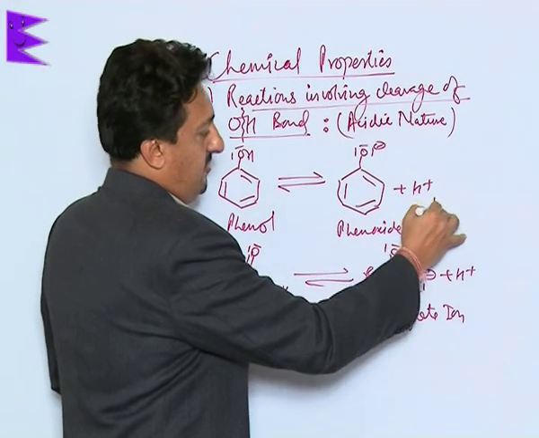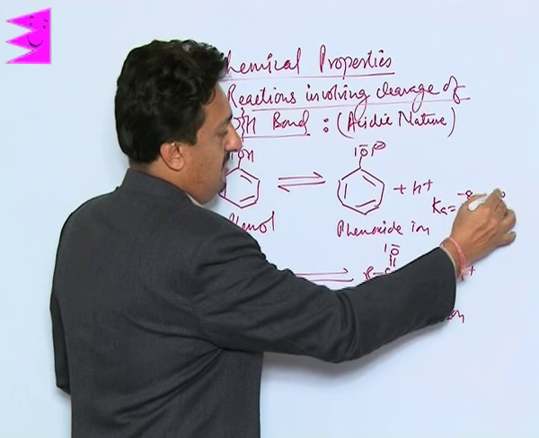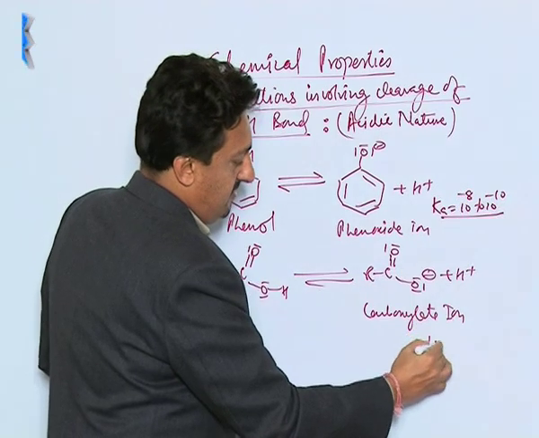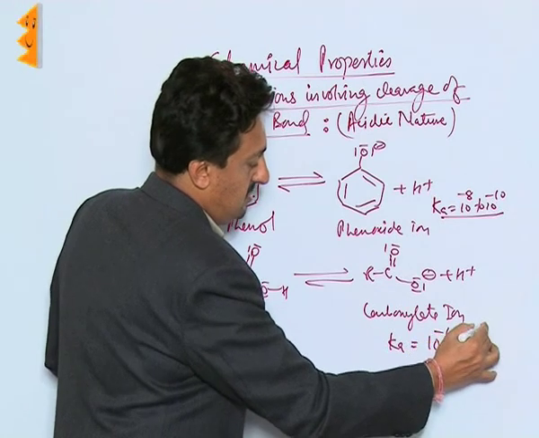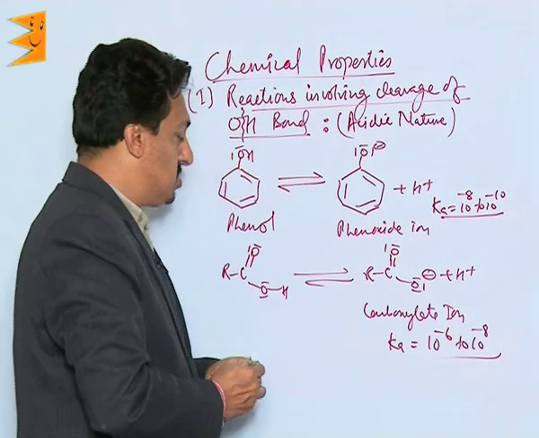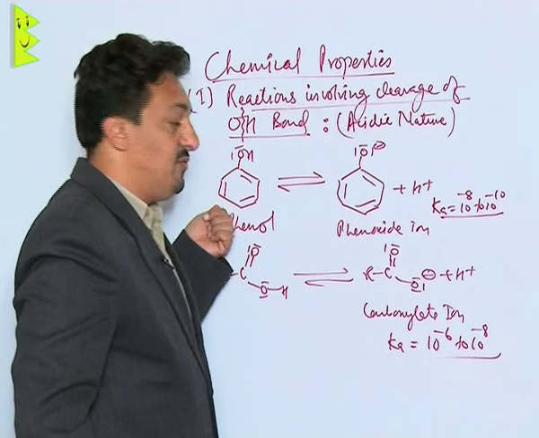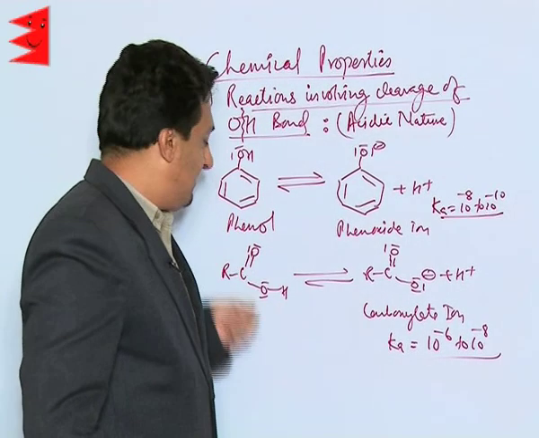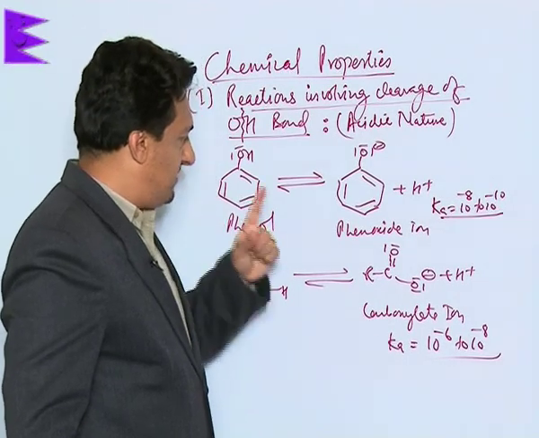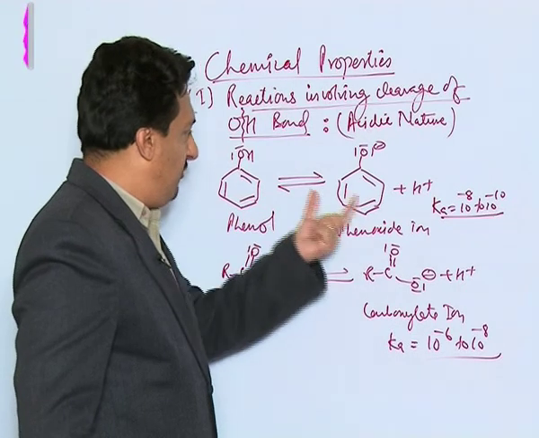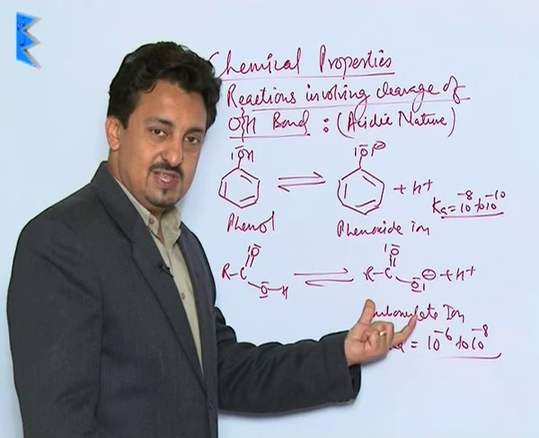Now, the dissociation constant of phenol was from 10 to the power minus 8 to 10 to the power minus 10, whereas the dissociation constant of carboxylic acid is approximately 10 to the power minus 6 to 10 to the power minus 8. This shows that carboxylic acids are much more acidic than phenol. What makes them more acidic is the reason I have to tell you. First thing: both are forming very stable conjugate bases, phenoxide and carboxylate ion.